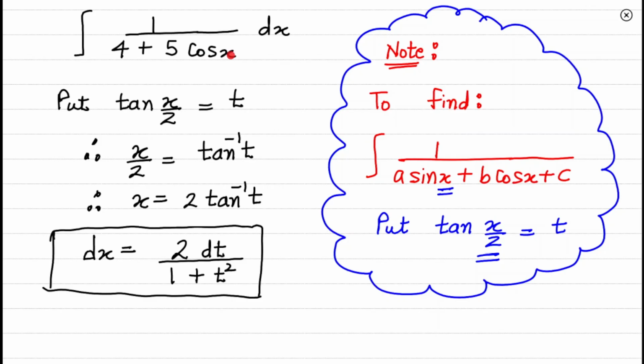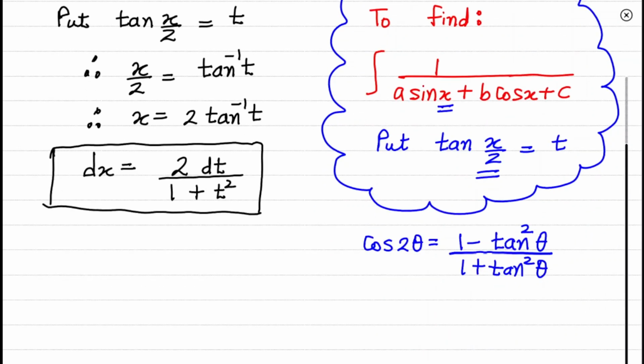Now, in order to find the value of cos x, we have to convert that cos x in terms of tan of x by 2. And in order to do that, we have to use a half angle formula of cos. We know cos 2 theta is nothing but 1 minus tan square theta divided by 1 plus tan square theta. This is the half angle formula of cos that will be helpful for us in order to do that conversion.